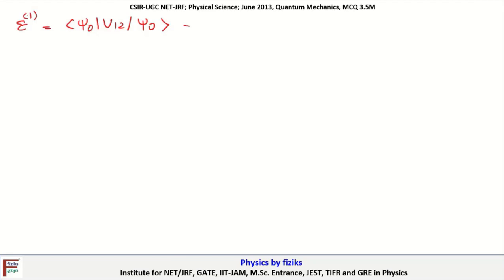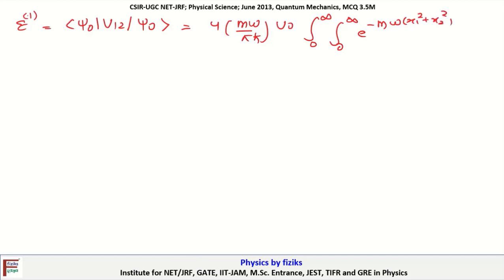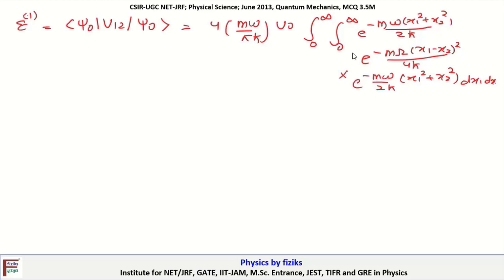So, that is equal to 4 m omega by pi h-cut V0 into the integral from 0 to infinity, 0 to infinity, of e to the power minus m omega (x1 squared plus x2 squared) divided by 2 h-cut, e to the power minus m omega (x1 minus x2) squared by 4 h-cut, into e to the power minus m omega by 2 h-cut (x1 squared plus x2 squared) dx1 dx2. So that is the scenario.